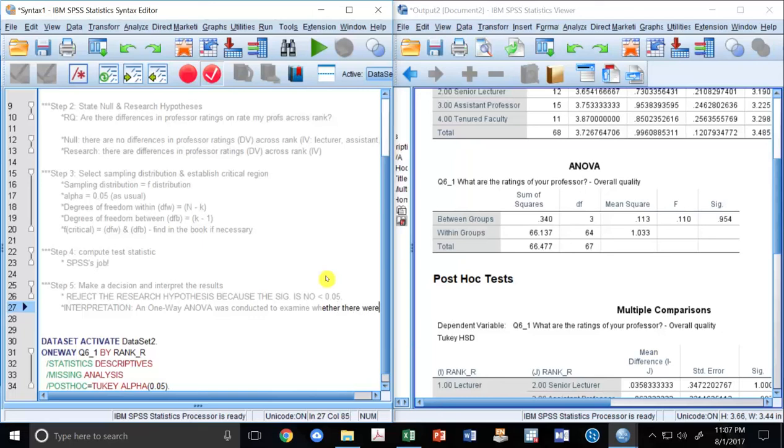A one-way ANOVA was conducted to examine whether there were differences in professor ratings on Rate My Professor across rank, right? And so again, I'm putting in the two variables here. The ratings is the dependent variable, and the rank is the independent variable. And I'm actually going to put those in parentheses so you can see them.